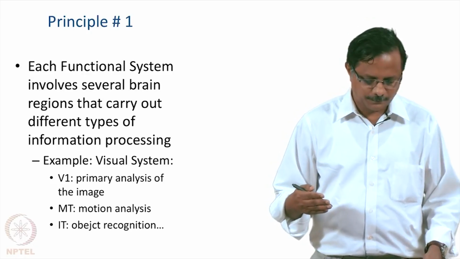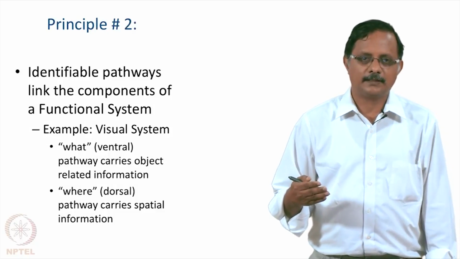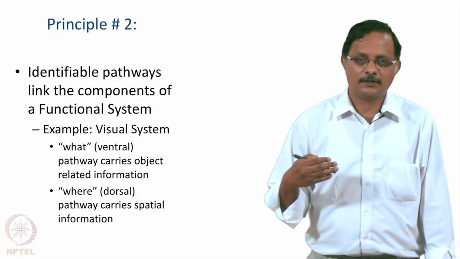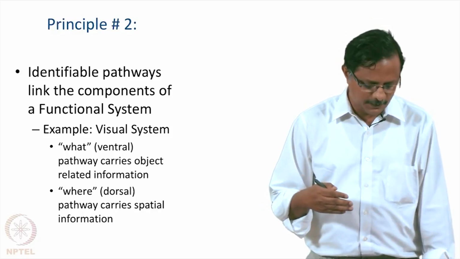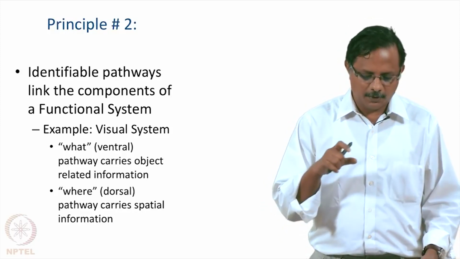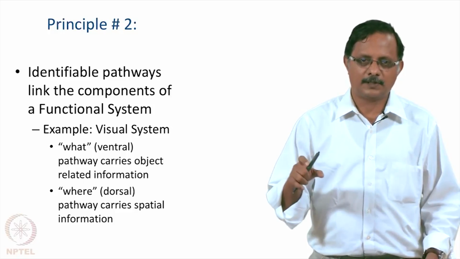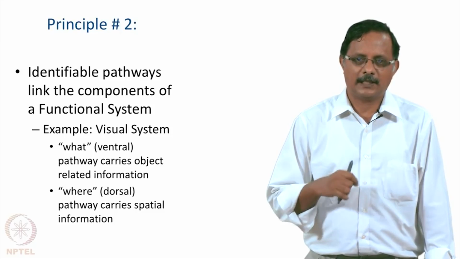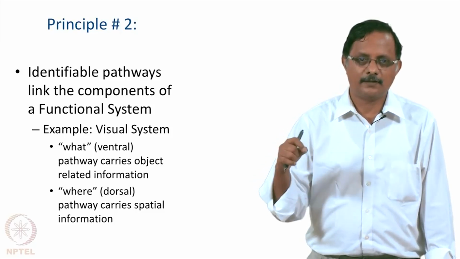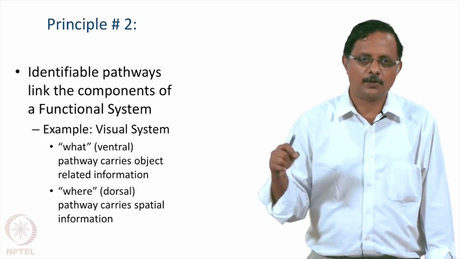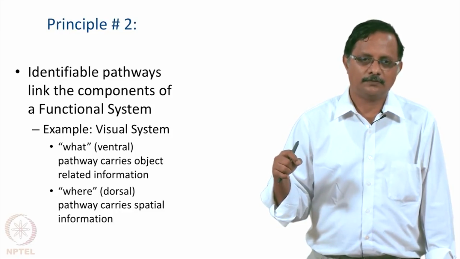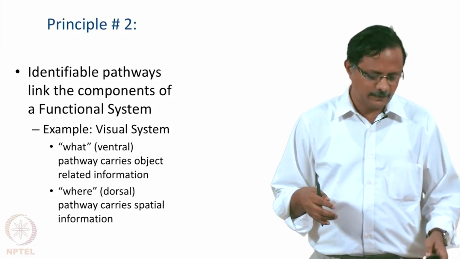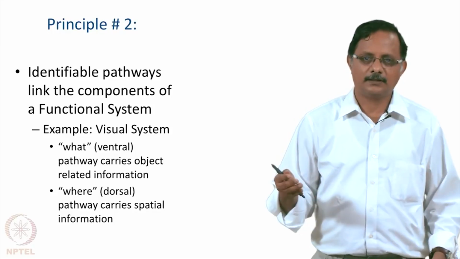Then principle 2 says that there are identifiable pathways that link the components of each functional system. So, the previous principle basically says there are distinct modules where each module does something specific. The second principle says there are specific pathways which connect these modules in some kind of a logical order, and the processing happens in that order. So, for example, the what and where pathways are examples of these kinds of identifiable pathways that link the various components.